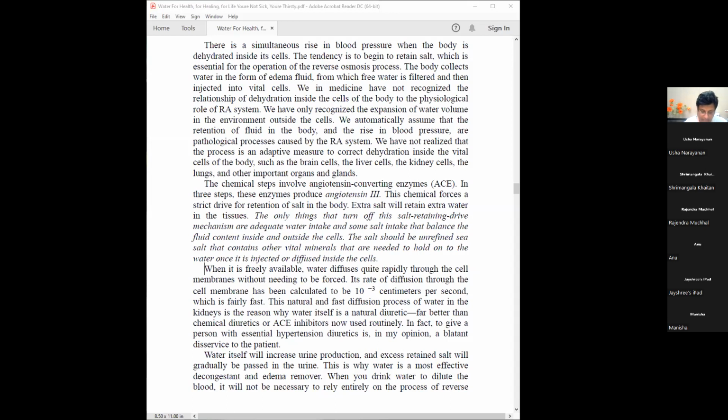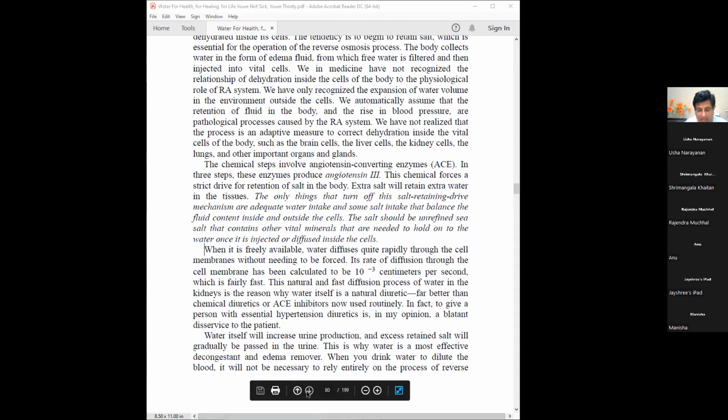In fact, to give a person with essential hypertension diuretics is, in my opinion, a blatant disservice to the patient. Water itself will increase urine production and excess retained salt will gradually be passed in the urine. So again, as we urinate, if there is excess salt, it will automatically get drained out. So there is nothing like you can take too much of salt.